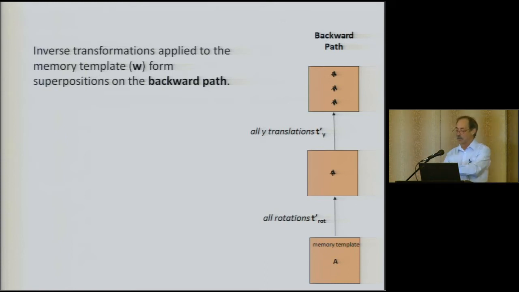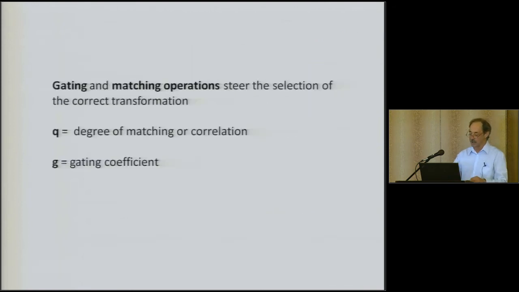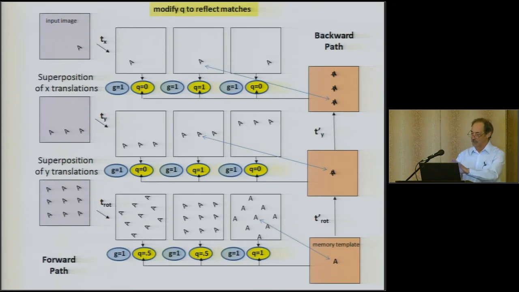The principle is that you create superpositions of all of the transformations in the backward path. It sits there waiting for an input, and then using a correlation and a gating of each of the contributors to the superposition, you can create a convergence that selects it, and I'll just show you quickly the mechanism. The Q's represent the degree of match between a particular transformation in the forward path and the appropriate transformation in the superposition in the backward path. And that Q affects the convergence of the G's, which affects how much each one of the transformations contributes to the superposition.